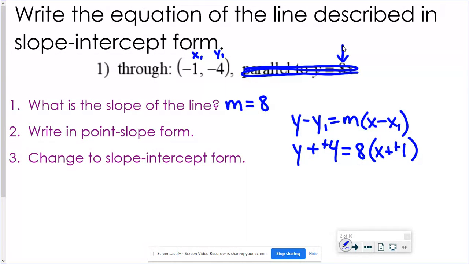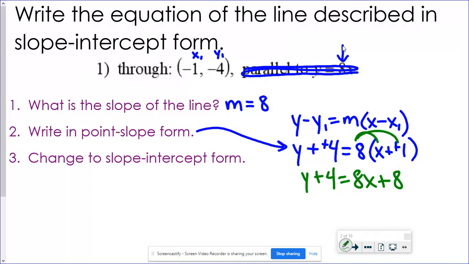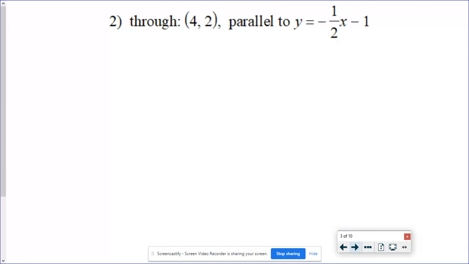So here is my point-slope form. To change it now into slope-intercept, I have y plus 4 equals 8x plus 8. And my last step is get rid of the number that's with the y. So y equals 8x plus 4. There's my equation in slope-intercept form. We just have a bunch of these to practice.